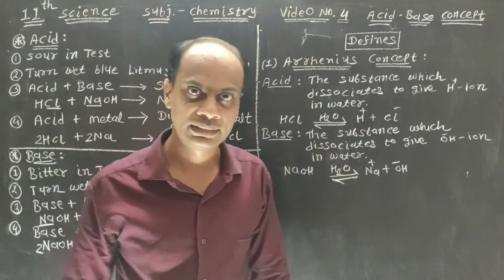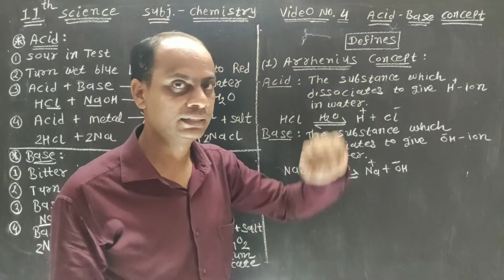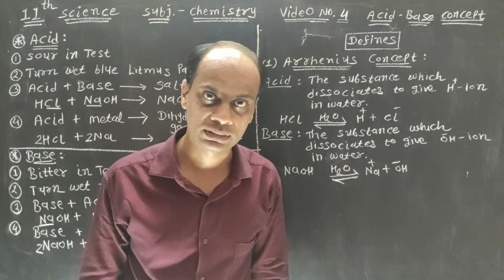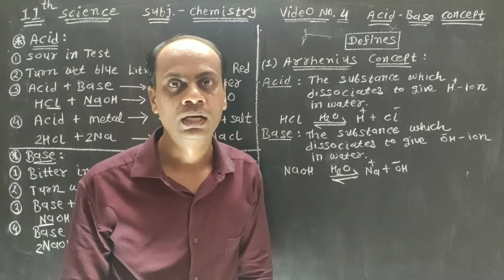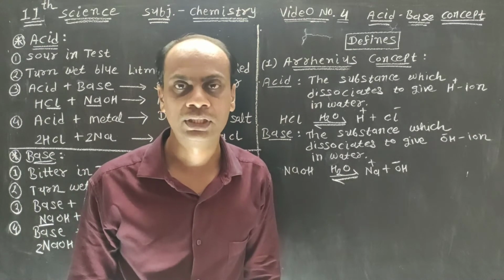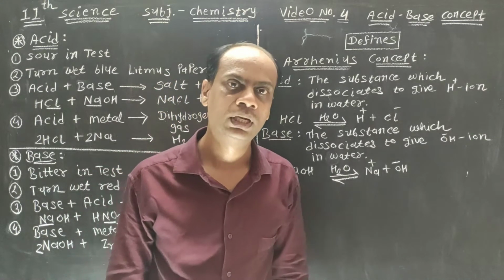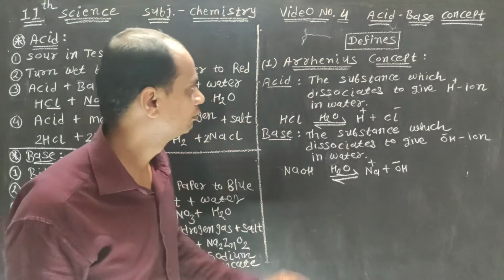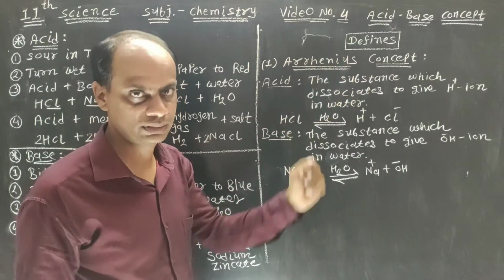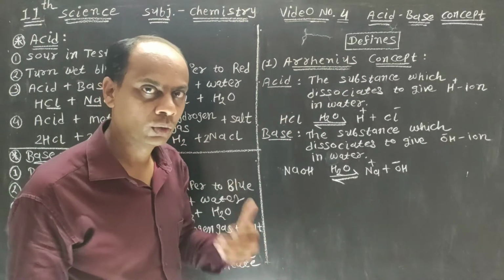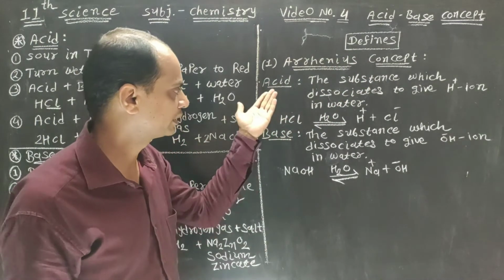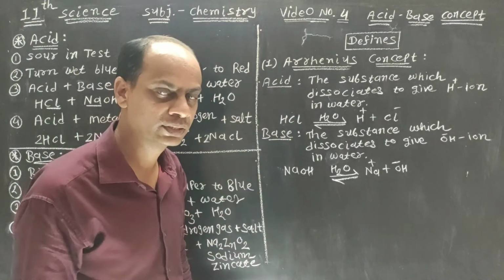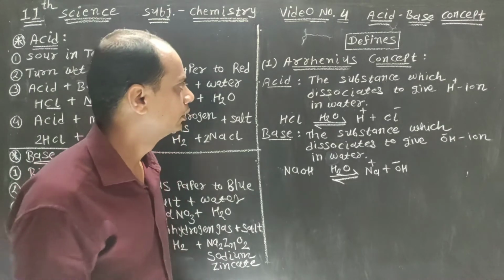Now let us discuss some definitions for acid-base concept, in which we are going to discuss 3 concepts. Number 1, Arrhenius concept. Number 2, Bronsted-Lowry concept. And number 3, Lewis concept. Let us discuss first of all Arrhenius concept. According to Arrhenius, which kind of substances are said to be acid or which kind of substances are said to be base? Let us discuss the definitions.